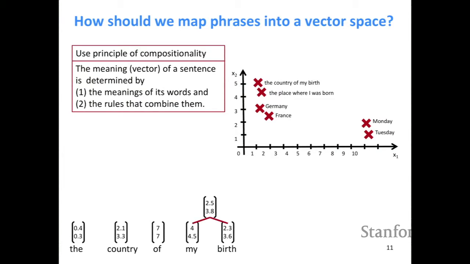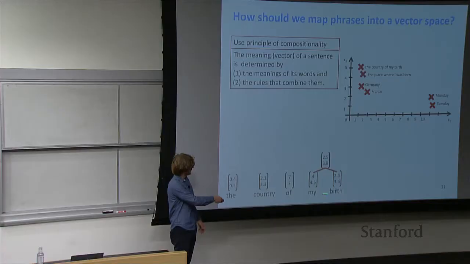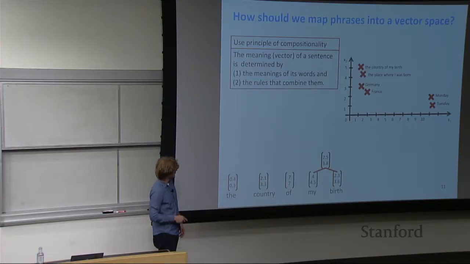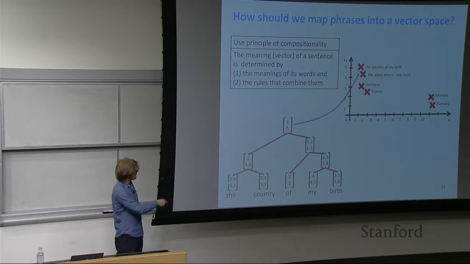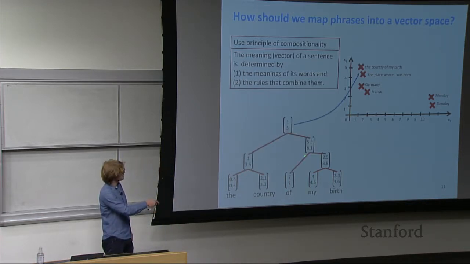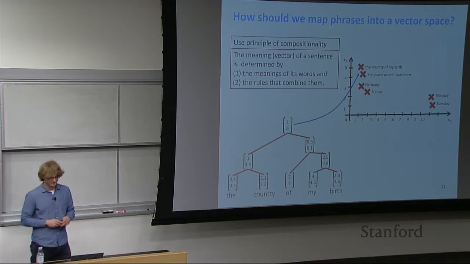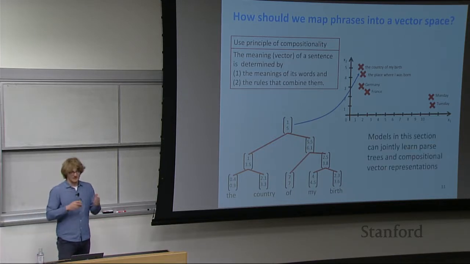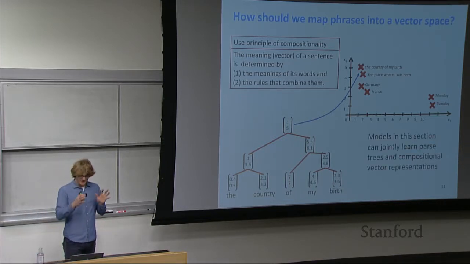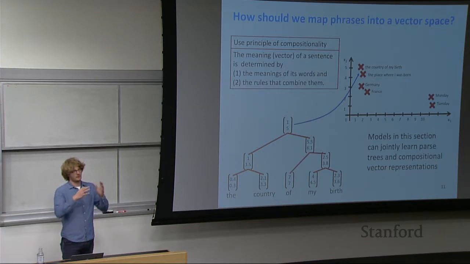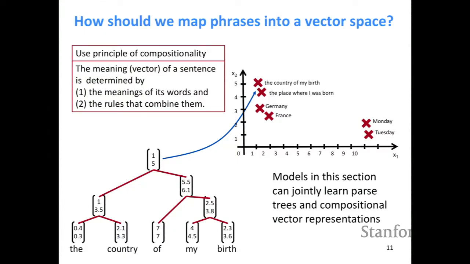So we might say my birth is a proper noun phrase. And we have here the possessive determiner my. Then we have the country, which is a proper noun phrase. Of my birth is a prepositional phrase. And then we combine all of that into one final vector representation. And in this lecture, we'll learn about models that can do both together. They learn the grammatical structure, and they will give us a representation.